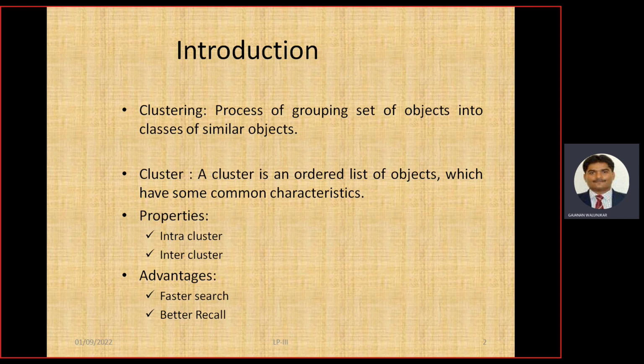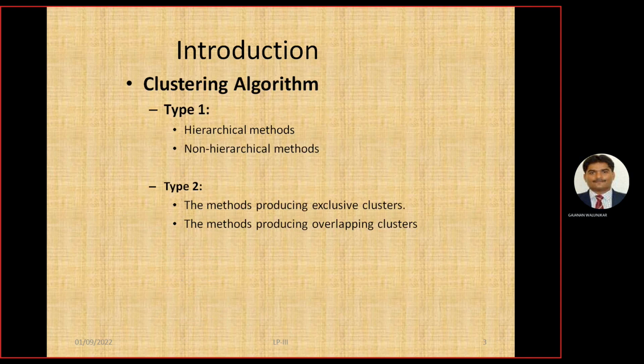So what are the advantages of this? Faster search and better recall. Precision and recall are the evaluation parameters for any information storage and retrieval system. So better recall is possible using this. Now, when I'm talking about clustering, there are different clustering algorithms, type 1 and type 2.